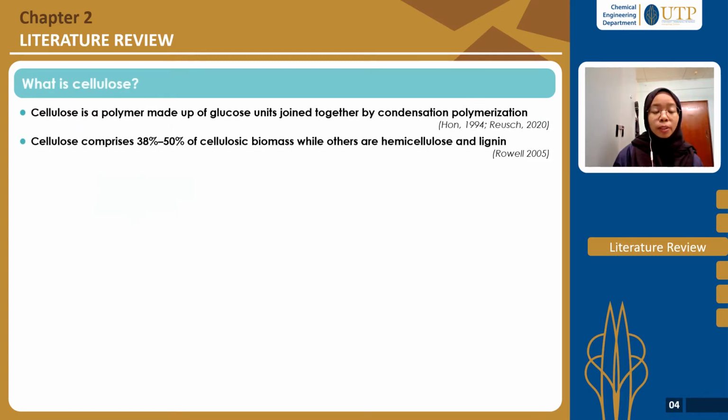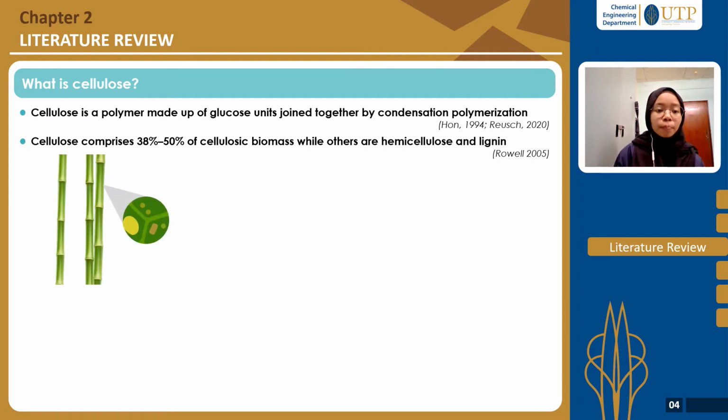Alright, now we know what Napier grass is. So, cellulose is what we want to extract from it. Cellulose is a polymer made up of glucose units joined together by condensation polymerization. And cellulose usually comprises 38 to 50% of cellulosic biomass, while the others are hemicellulose and lignin. So you may ask, where does cellulose come from? So let's see the screen.